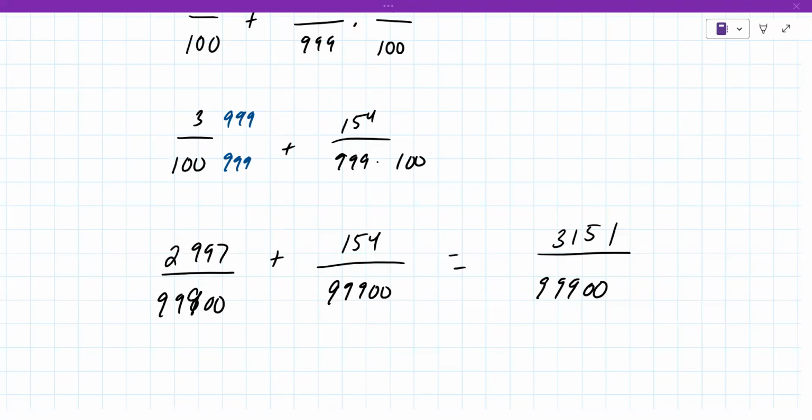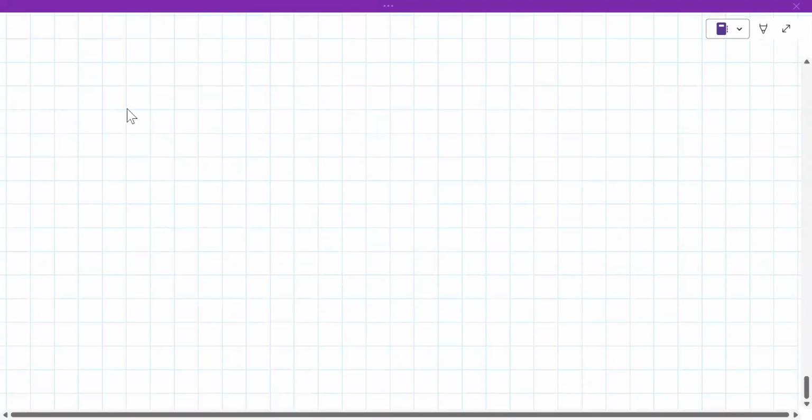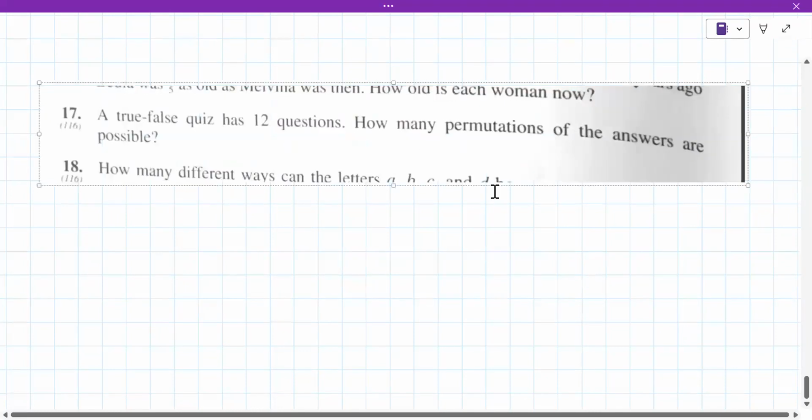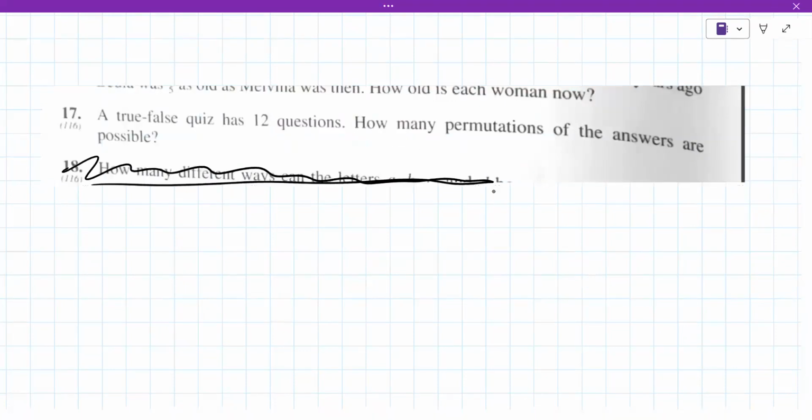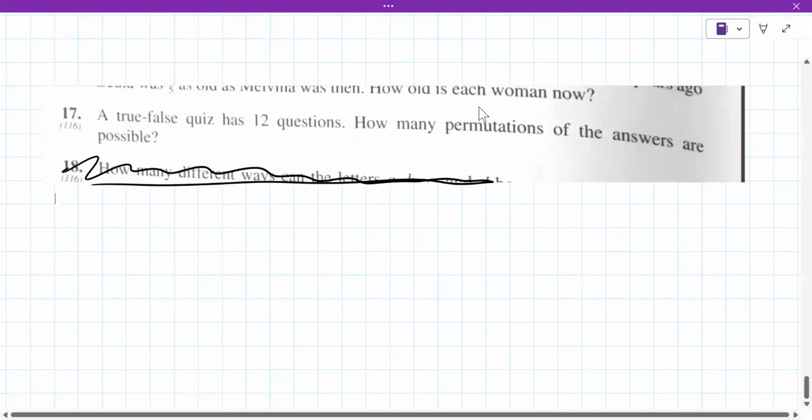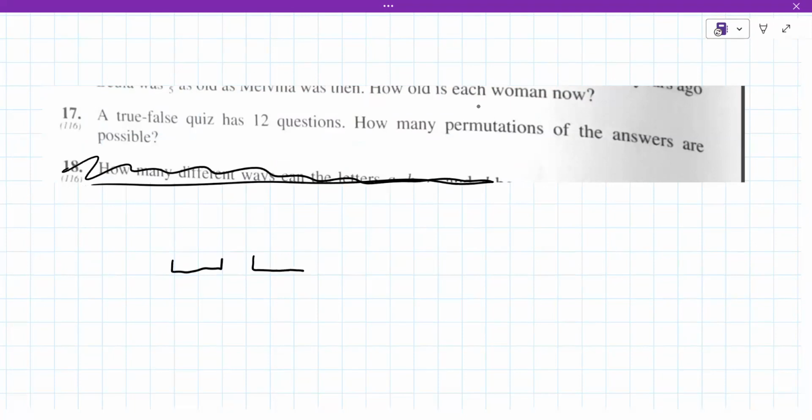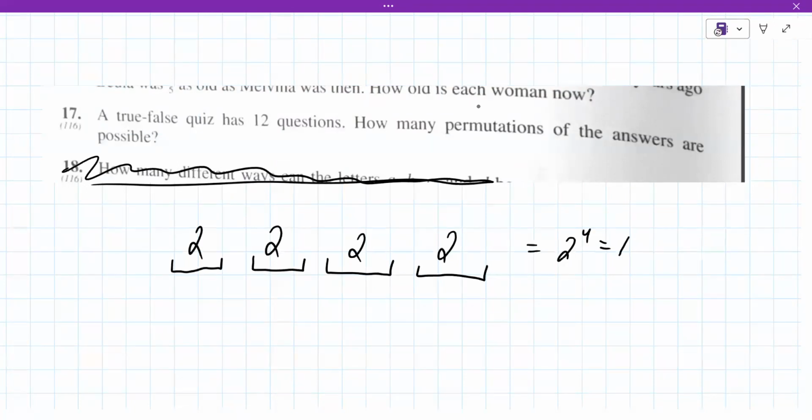All right, number 17. We haven't done one of these problems. You'll often see in a class where they try to explain why you shouldn't guess on a problem. So a true false quiz is 12 questions. How many permutations of the answers are possible? There's a couple of ways to do it. I like to draw these buckets to show, let's just say it was a 4-question quiz. There's 2 options for each one, so it would be 2 to the 4th, which is 16.